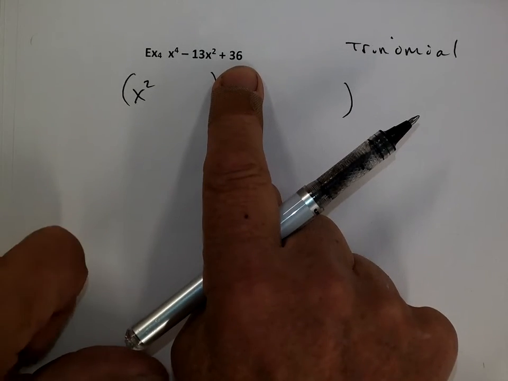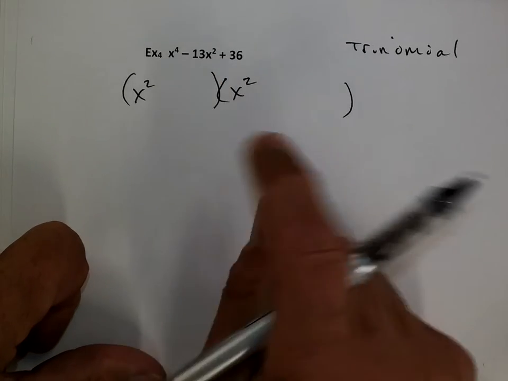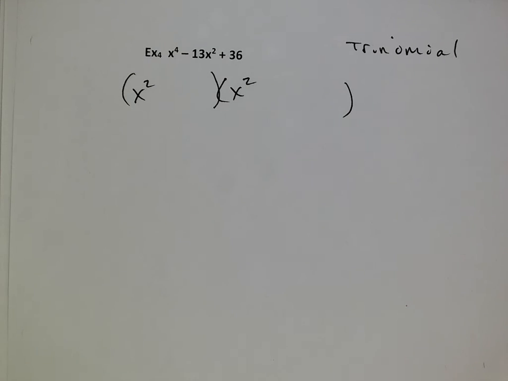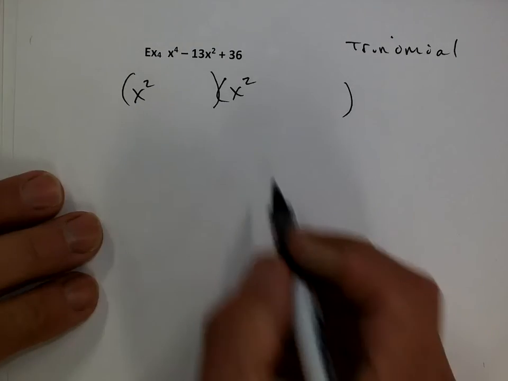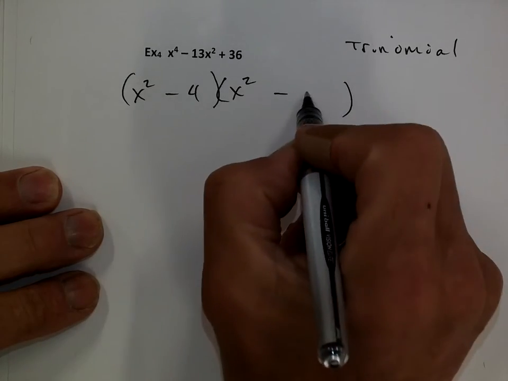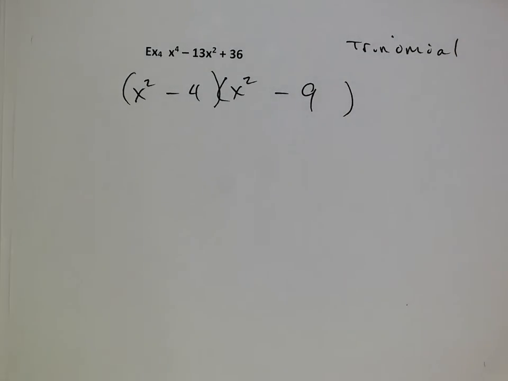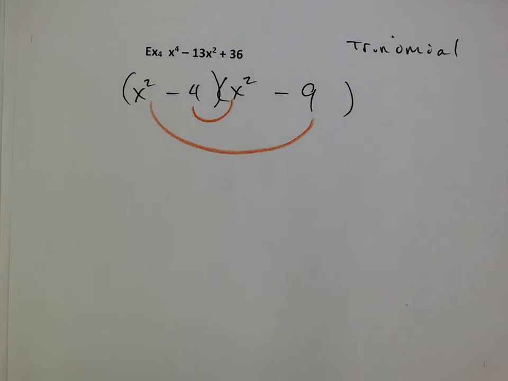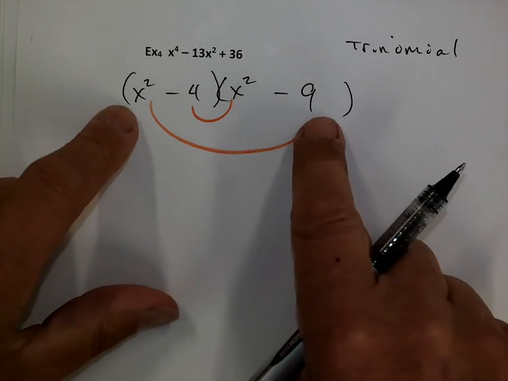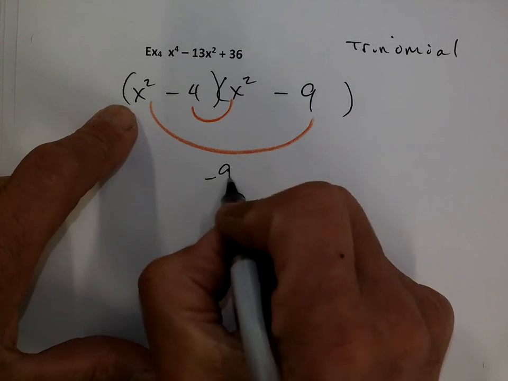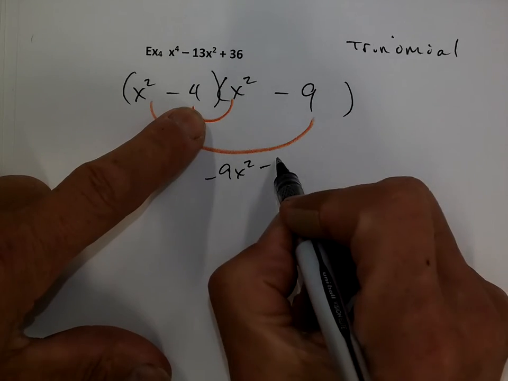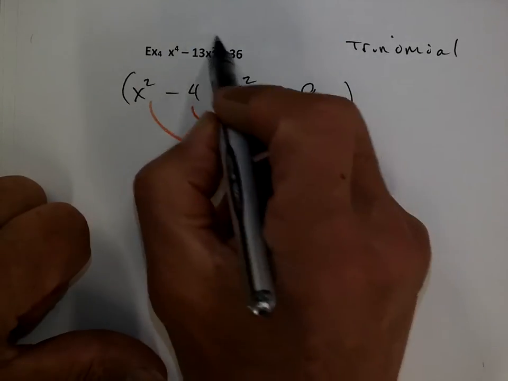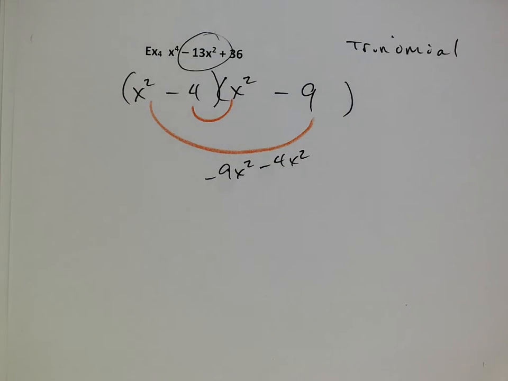Multiples of 36 that can make a negative 13. Let's see. How about 4 and 9? How about a negative 4 and a negative 9? Now I can double check. Remember how we do our double smiley? What do I get with my double smiley? I'm going to get a negative 9x squared and a negative 4x squared. And sure enough, that makes my negative 13x squared. So I factored it correctly.